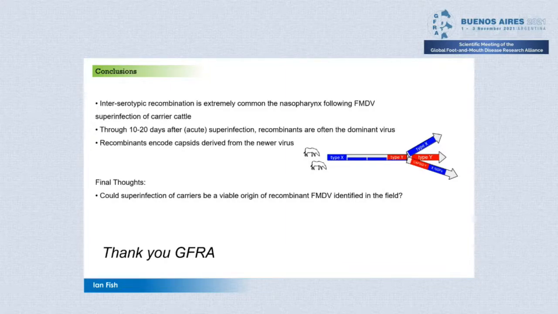And our final thought is this question: could superinfection of carriers be a viable origin of the recombinant FMD viruses that we identify in the field?